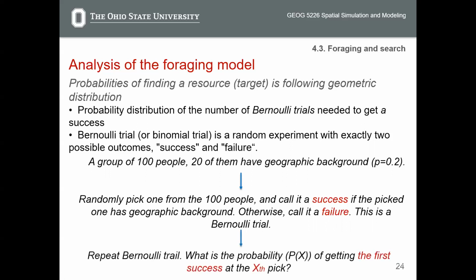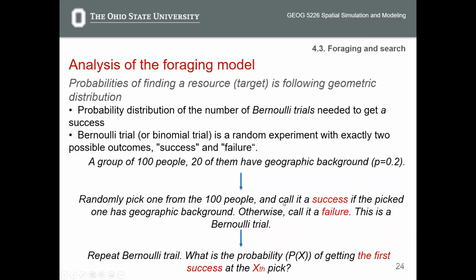Okay, so what we care about is this question: what is the probability of getting the first success at the X-th step? Because when we finish one Bernoulli trial, it could be a success, it could be a failure. And we repeat this trial many times until there is the first success. And what is the probability of getting the first success at the X-th step, right?